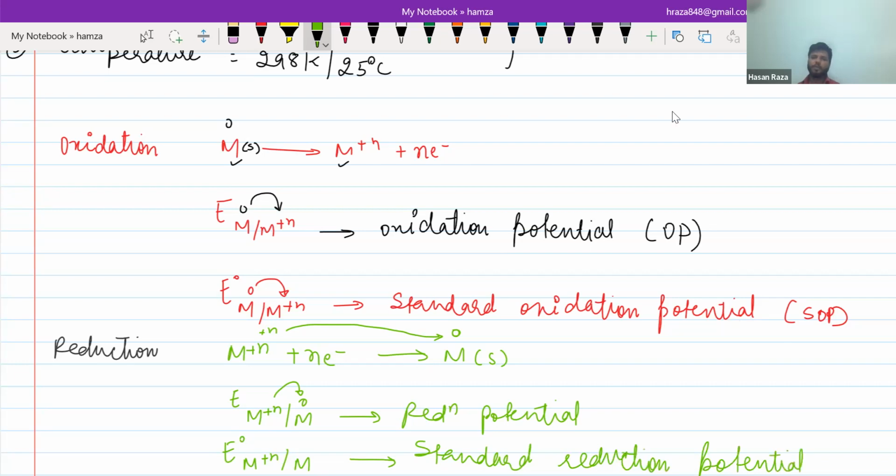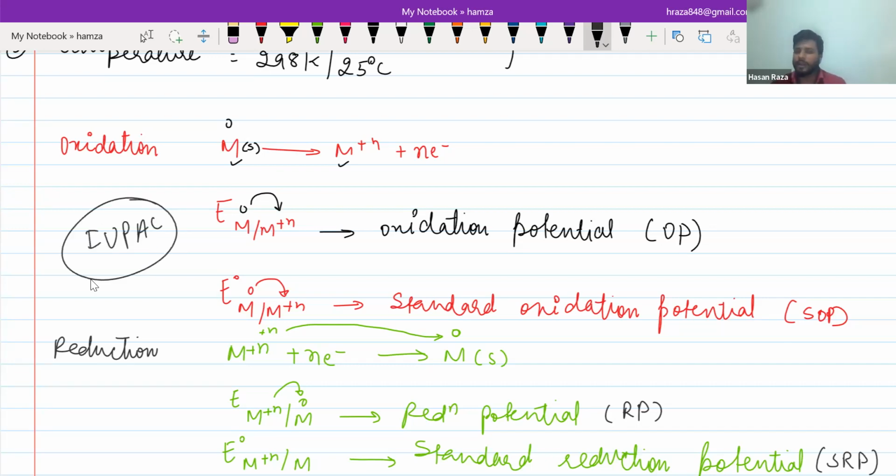Now, one thing is to remember, which is very important. This is called RP and this is SRP. So if in the question it is given to calculate electrode potential or a standard electrode potential, what we need to calculate, since oxidation potential is also electrode potential and reduction potential is also electrode potential? IUPAC says that whenever we are going to calculate electrode potential, that means we need to calculate reduction potential. So first write this, then I will explain it soon. It's very easy.